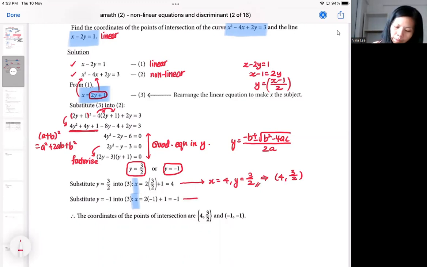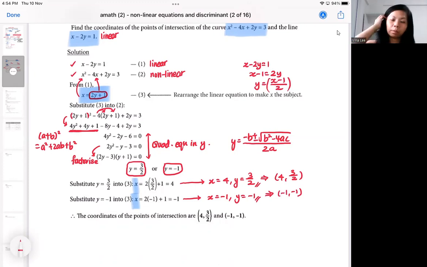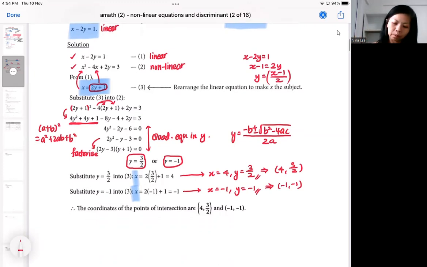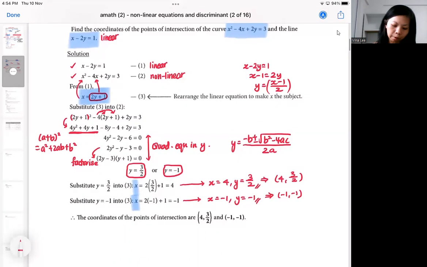Okay, so if you sub your Y equals -1, you get another pair. If the question didn't ask for coordinates, this will be your answer. But right now it asks for coordinates, so the solution will be (-1, -1). These two solutions represent two intersections. So where do the two intersections come from?